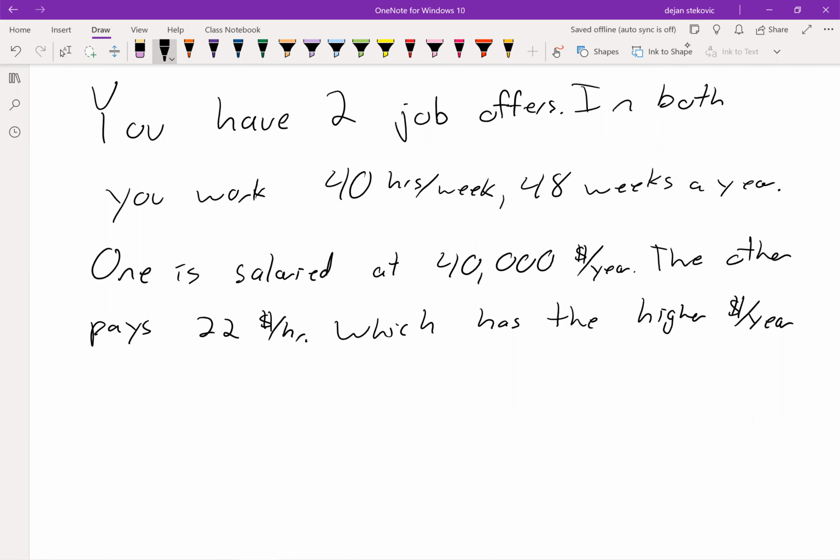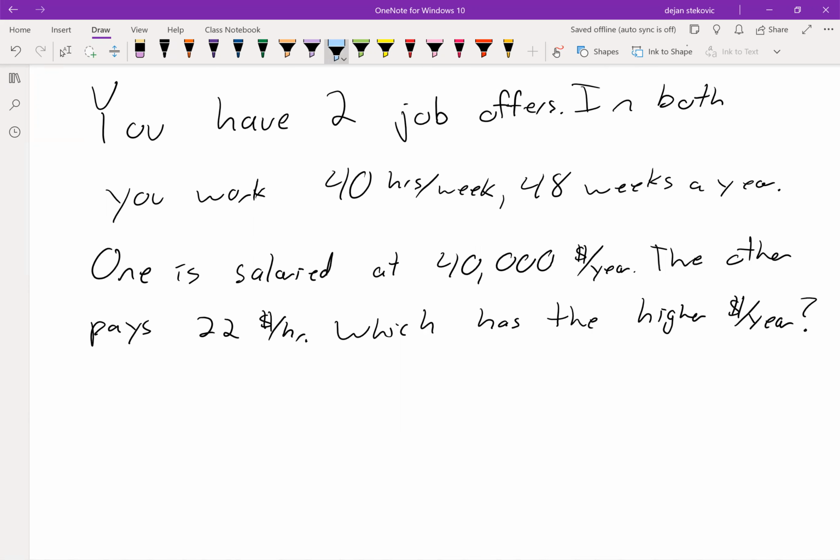So in this question, we're going to say that you have two job offers. In both of them, you're going to work 40 hours per week, 48 weeks a year, just to keep it nice and simple. One is salaried at $40,000 per year. So if you don't know what salaried means, basically that's the amount of money that you're going to make no matter what. And then the other pays $22 per hour. Which one has the higher pay, or the higher dollars per year?